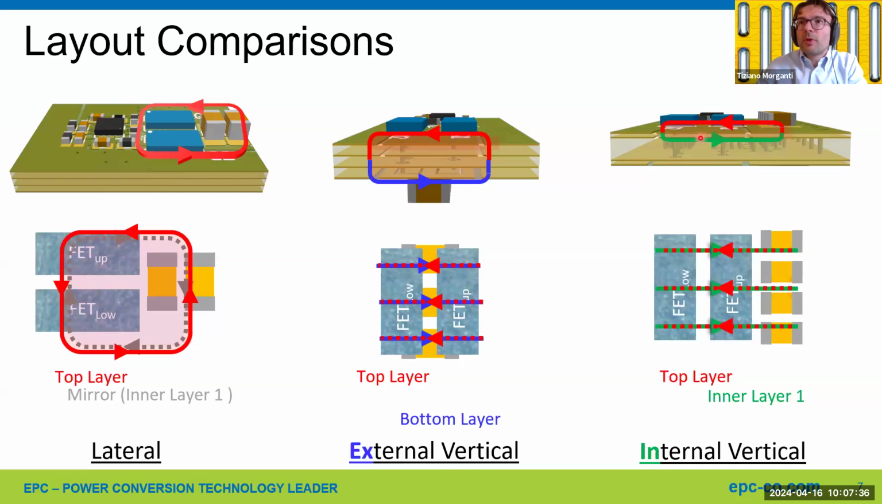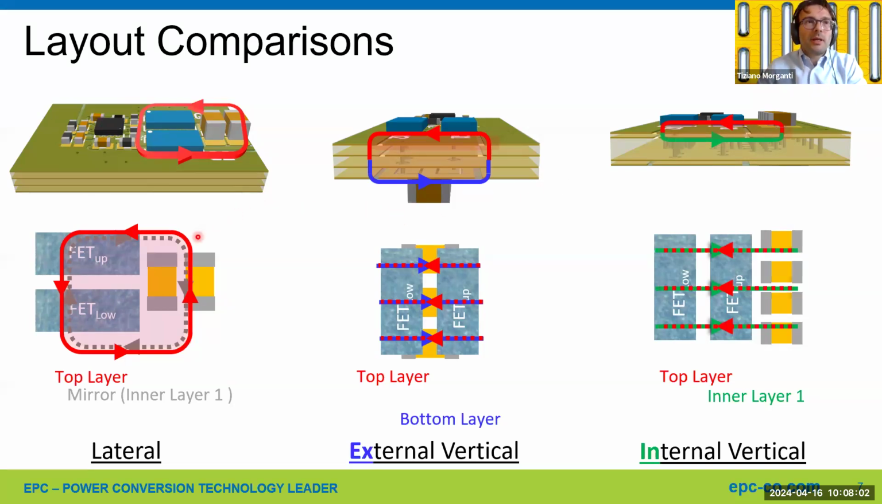The third layout we are presenting is the internal vertical layout. In this case, we have the low side device, the high side device and the bypass capacitors on the same layer of the PCB, on the same side of the PCB. And the current loop is closed on the first inner layer of the PCB.